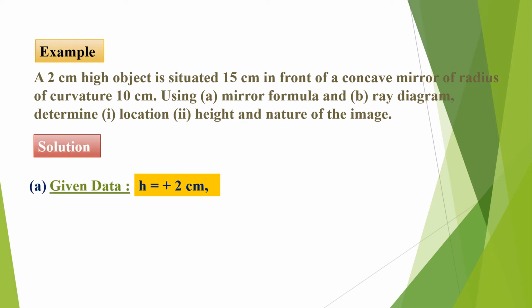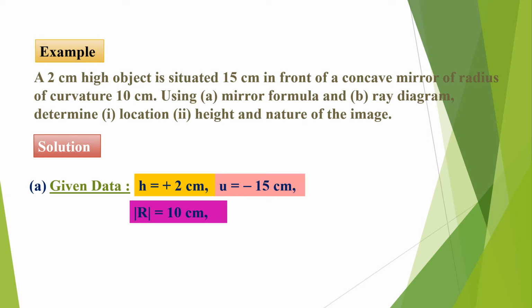Height of the object is given, which is plus 2 centimeter because it is kept above the principal axis, and which is situated at a distance of 15 centimeter. Then the object distance I am going to take as minus, because the incident light direction and measurement directions are opposite. And the radius of curvature magnitude is given as 10 centimeter, and the focal length is half of the radius of curvature, but for the concave mirror it is negative. So focal length should be taken as negative.